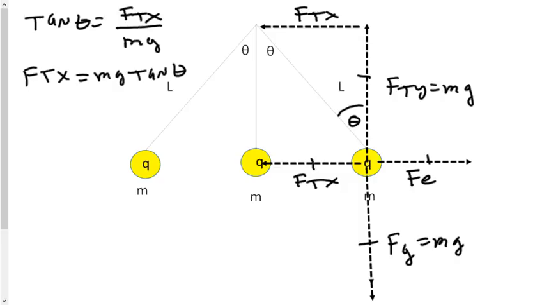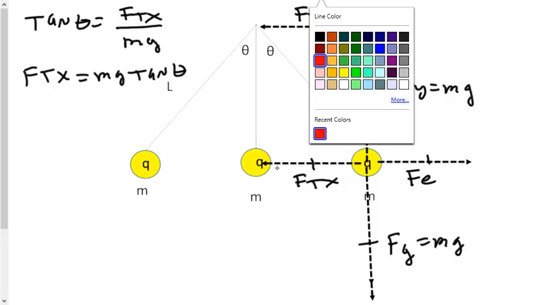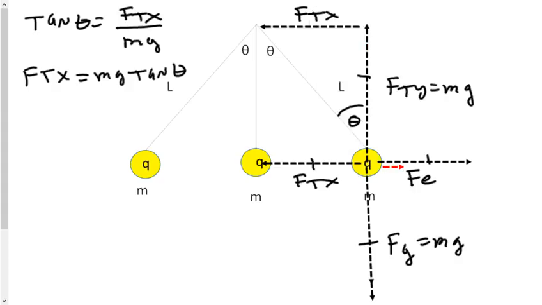Let me choose a different color so it doesn't get too confusing here. Okay, so I'm going to choose red. So this charge here is causing a force electric here, and this charge here is causing a force electric. So we have a force electric acting on this, but really we have a force electric 1 and a force electric 2 that comprises that force electric. So maybe this force electric is caused by the repulsion from this charge, and this force electric is caused by the repulsion of this charge. Both add up to be the total force electric opposing the force tension X.